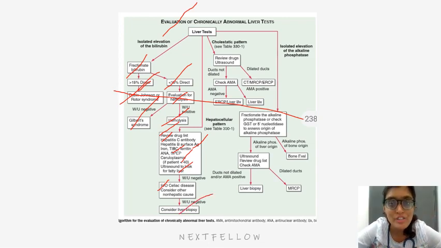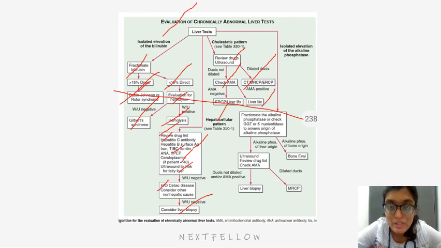If the liver function test is a cholestatic pattern, you have to review drugs and do an ultrasound. If ducts are not dilated, check AMA, and do ERCP and liver biopsy. If the ducts are dilated, do CT, MRI, ERCP. If AMA is negative, you can also do a liver biopsy.